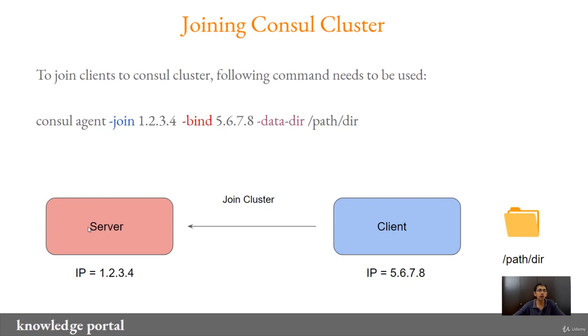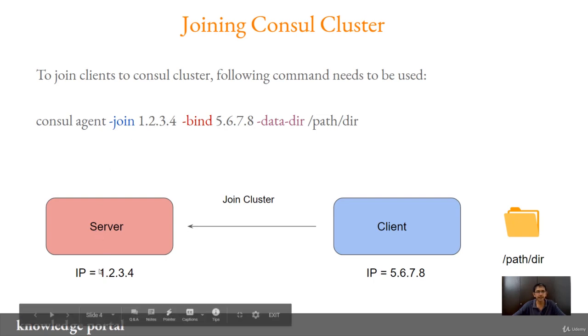Now, assuming that you already have a Consul server that is up and running, the next step is how we can go ahead and join a Consul client to the server. So in order to join the client to the server, you need to run the following command. So let's look into the command here. The command is consul agent join followed by the IP address. This IP address that you see over here is the IP address of the server.